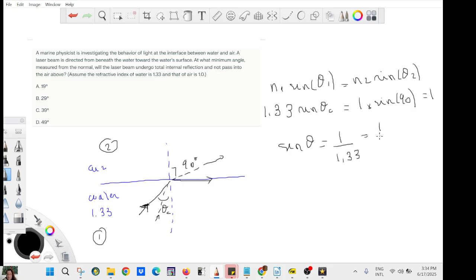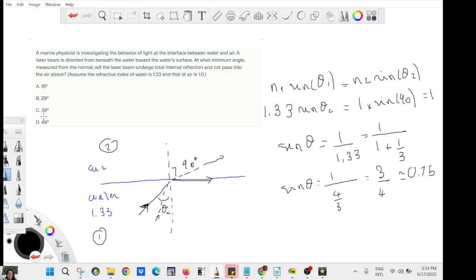So it will be 1 over 1.33. What is 1.33? It is 1 plus 1/3, or 4/3, right? It's going to be 1 over 4 over 3, which is 3 over 4. Okay, so we need to find a way to manage without the calculator. So 3/4 is about 0.75.